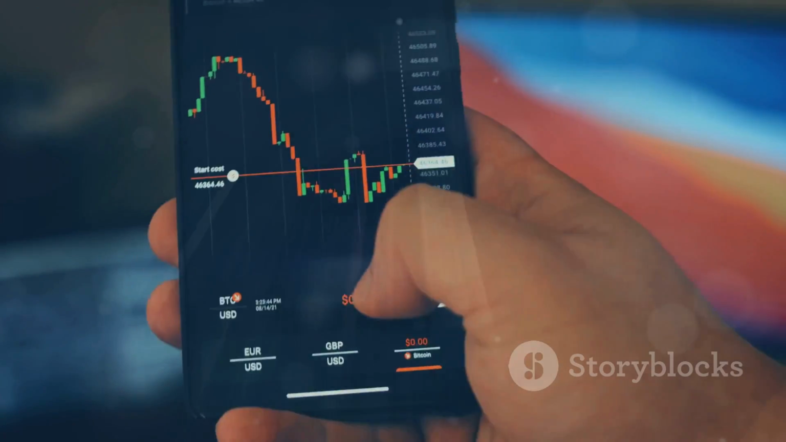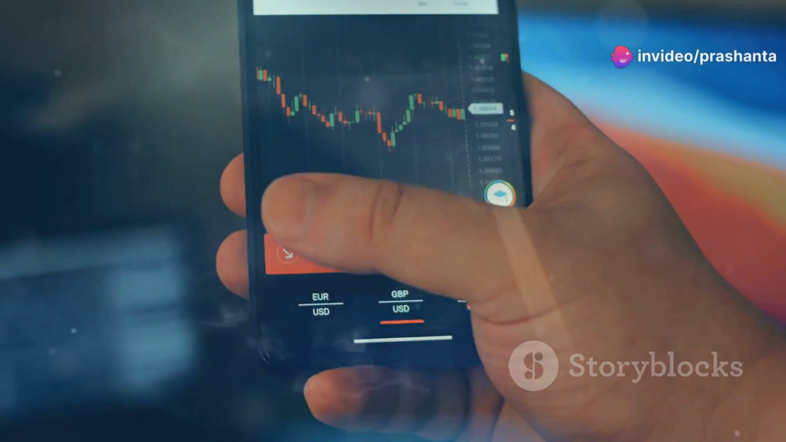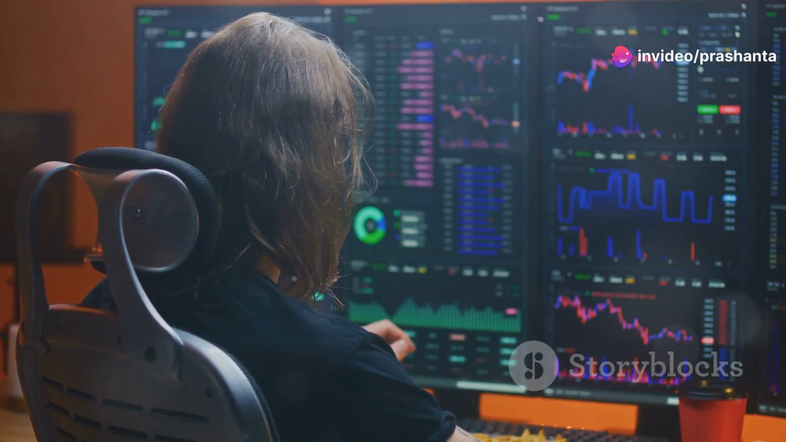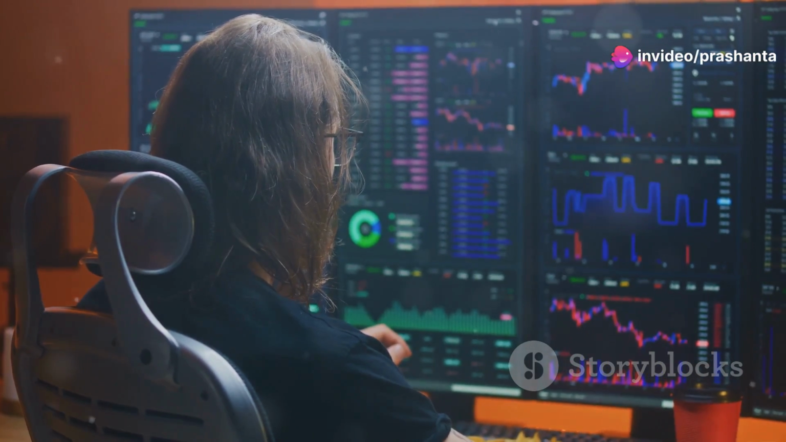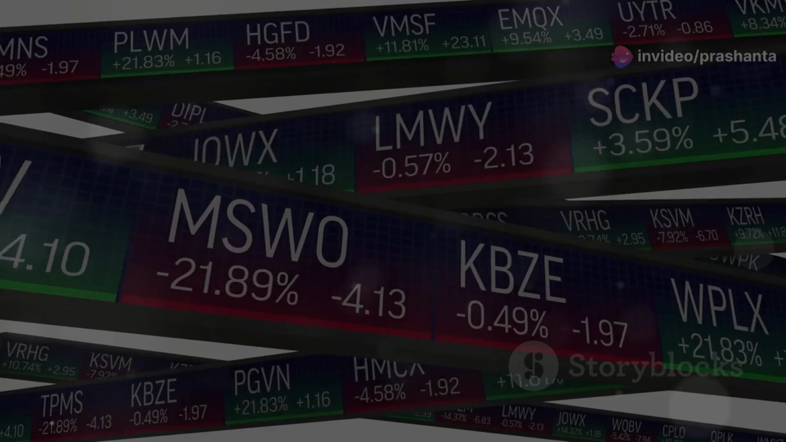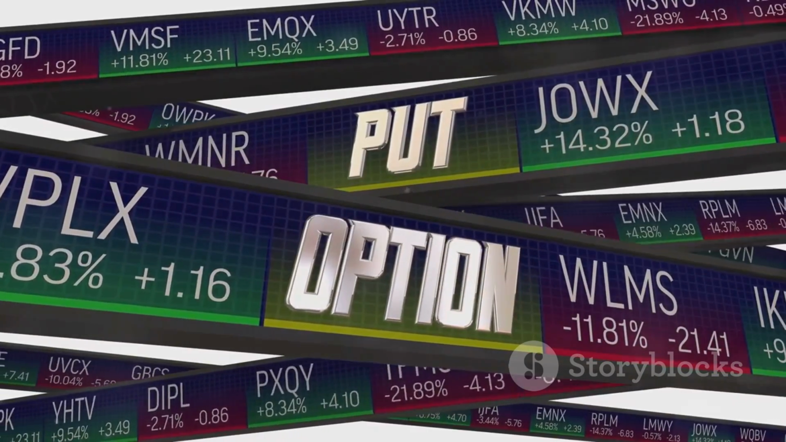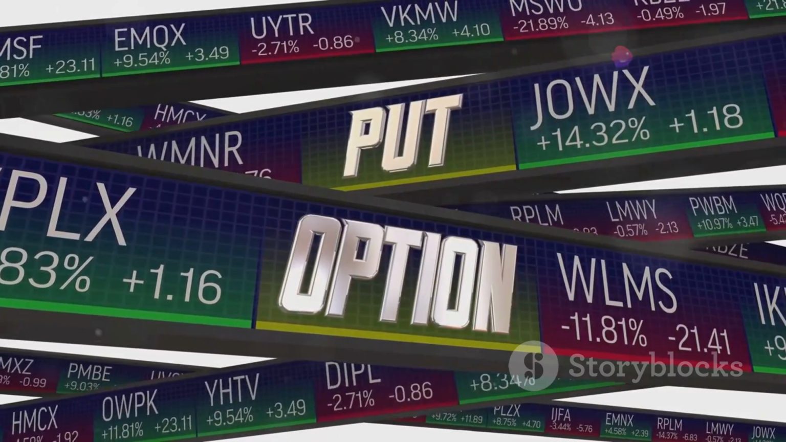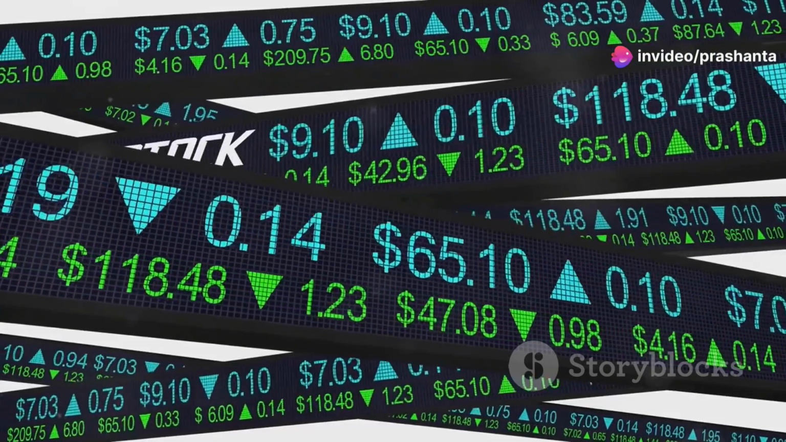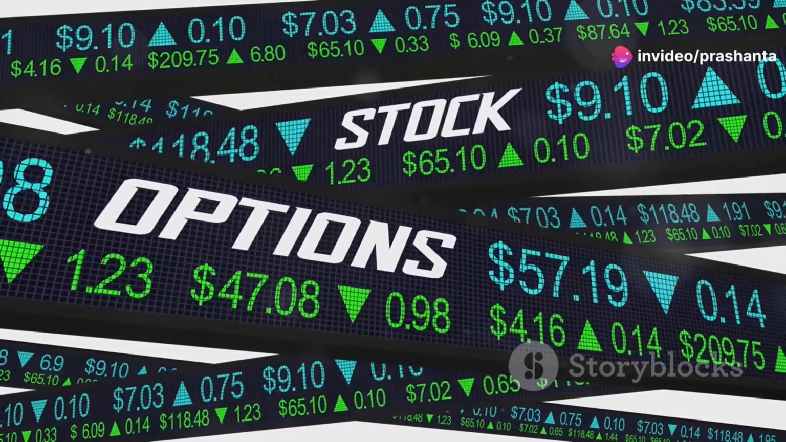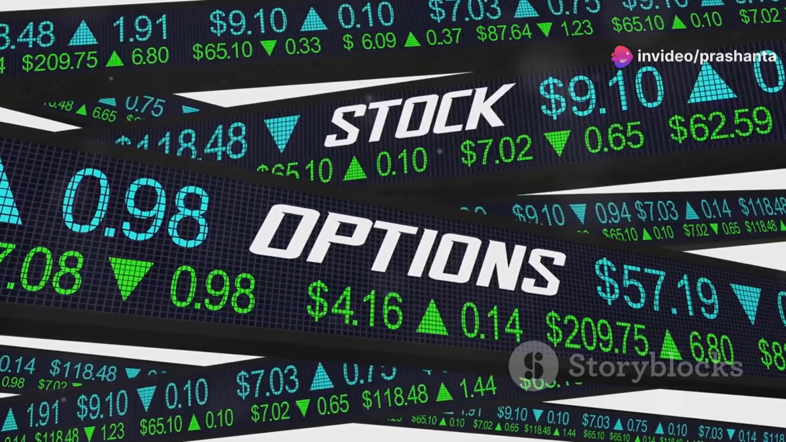If you're bearish, put options might be more your style, but it's not enough to just look at the general market direction. Timing is everything in options trading. You need to consider factors like upcoming earnings reports, product launches, or any news or events that could impact the stock price. Remember, options contracts have an expiration date, so timing your entry and exit is crucial.